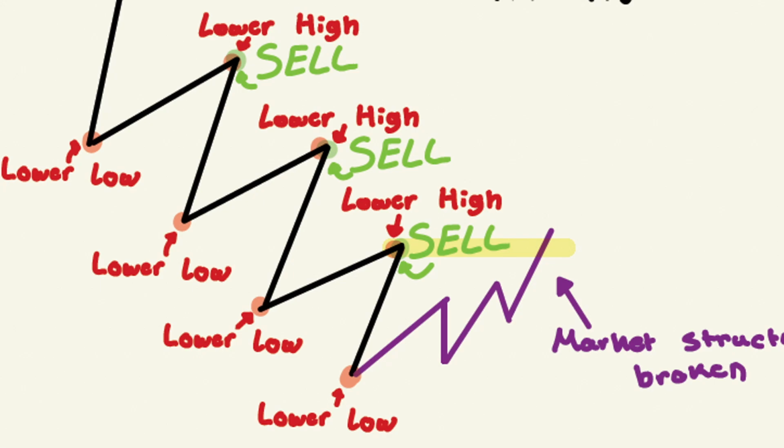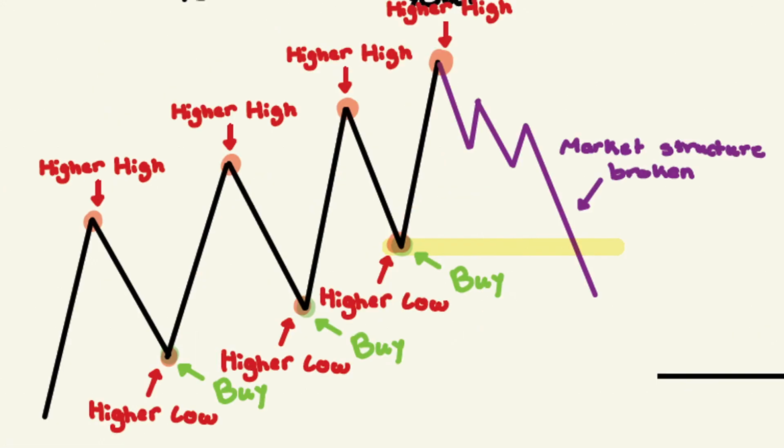So this is market structure, a downtrend: lower low, lower high, lower low, lower high, lower low, lower high, and then this is a break of structure when the price breaks the previous lower high. Same thing with an uptrend: higher low, higher high, higher low, higher high. Price breaks the previous higher low, then we're in a downtrend.